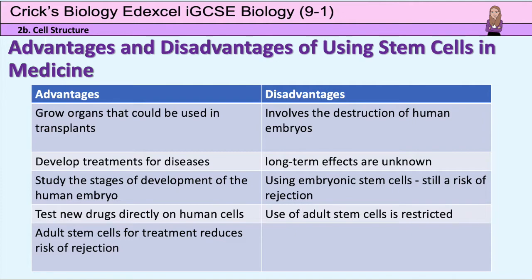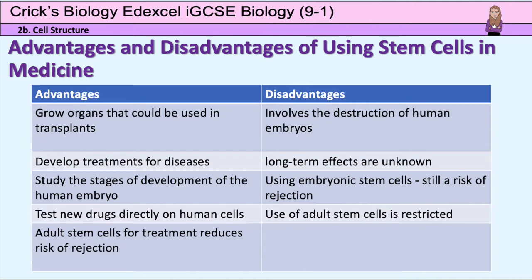Now let's look at the advantages and disadvantages of using stem cells. They could be used to grow organs that could be used in transplants. They could be used to develop treatments for diseases such as Parkinson's disease, Alzheimer's, cancer and diabetes. They could be used to study the stages of development of the human embryo, so work on prevention of birth defects, pregnancy loss and infertility. They could be used to test new drugs directly on human cells without the need of animal testing. And the use of adult stem cells to treat disease means that the patient's own cells could be used, which reduces the risk of rejection.